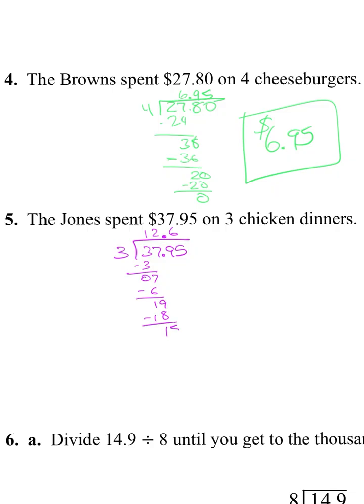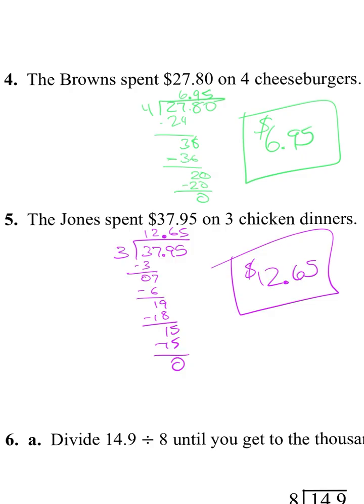Bring down the 5. 3 will go into 15 5 times. 5 times 3 is 15. 15 minus 15 is 0. So now that my remainder is 0, I'm done. So $37.95 divided by 3 is $12.65 for each chicken dinner. Not too bad. Okay, moving on to the next problem.